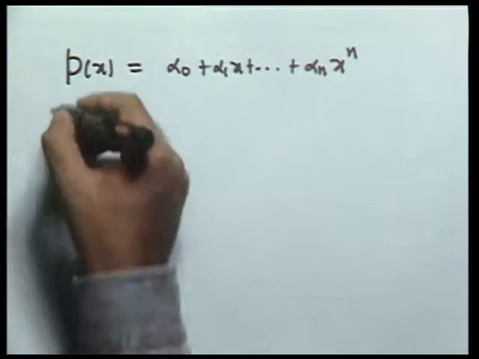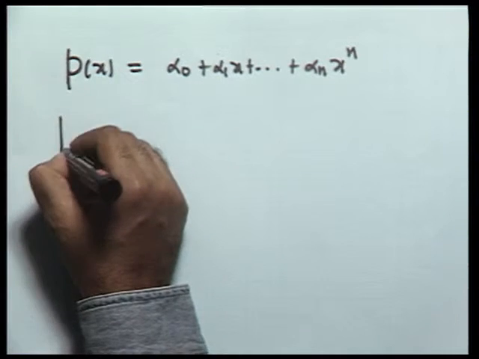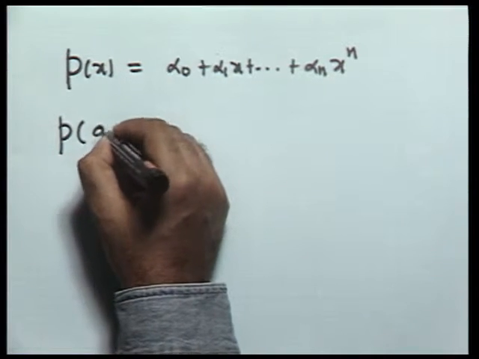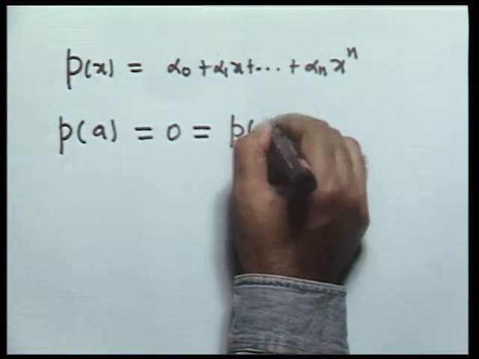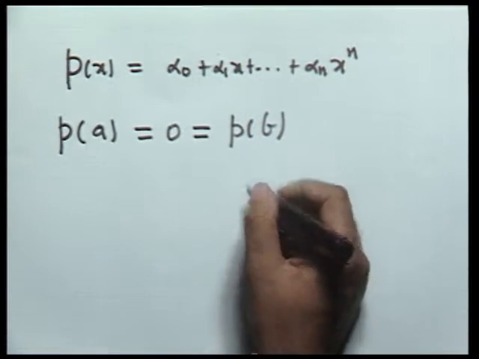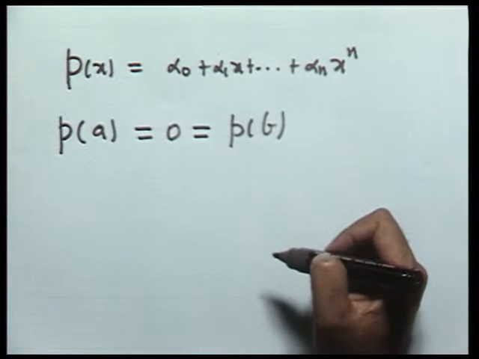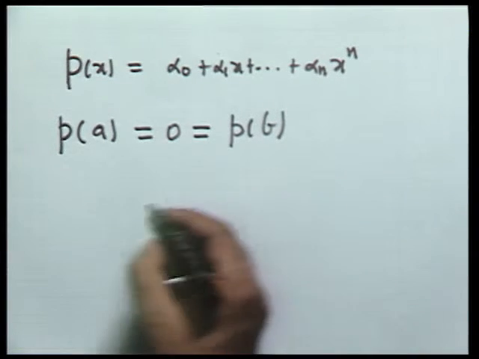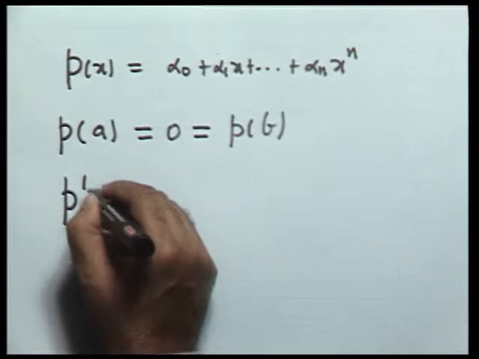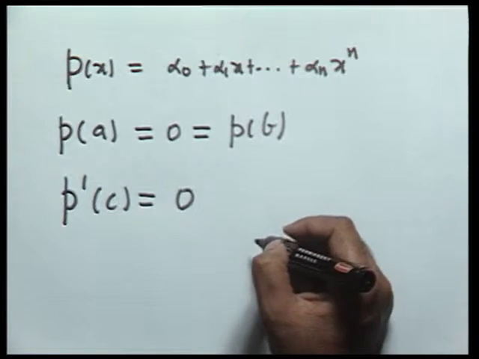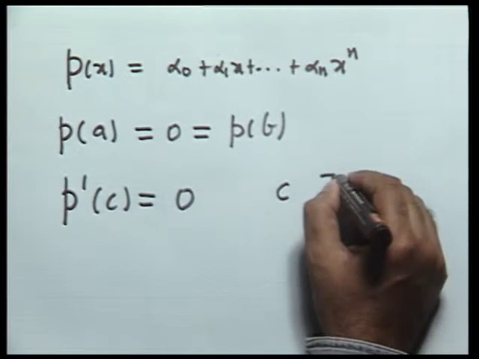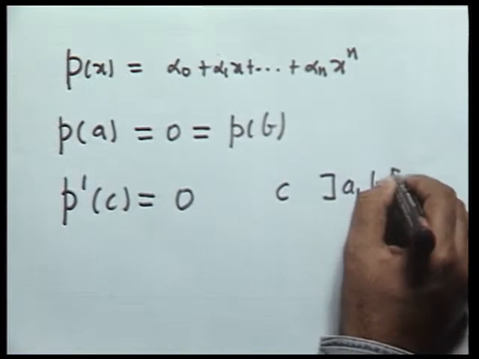And suppose I know two roots of this polynomial. That means I know two zeros, say a and b. So, the polynomial is 0 at a and is 0 at b. A and b are real numbers. All these coefficients are also real numbers. Then by Rolle's theorem, there will be a point c in the open interval a b where the derivative of the polynomial will be 0. So, c belongs to the open interval a b.